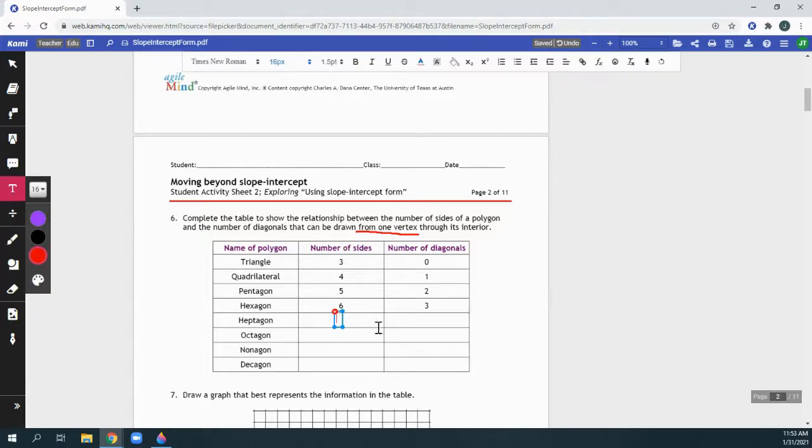Well, heptagons have 7 sides. If I start from one corner only, I'll always end up with 4 diagonals. I have 8 sides in an octagon. It means I can draw 5 diagonals. I have 9 sides in a nonagon.